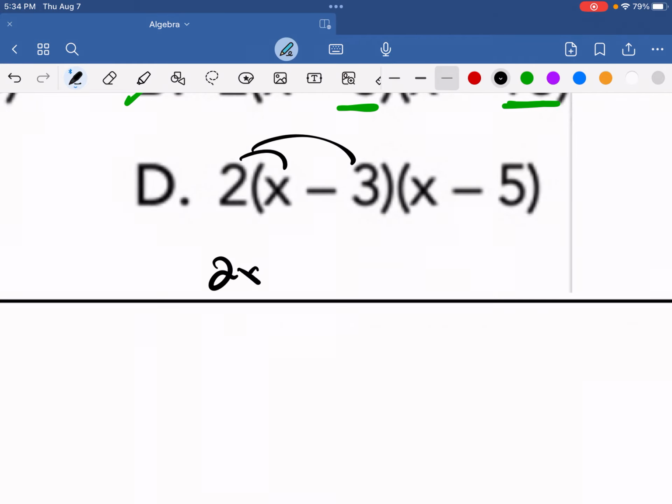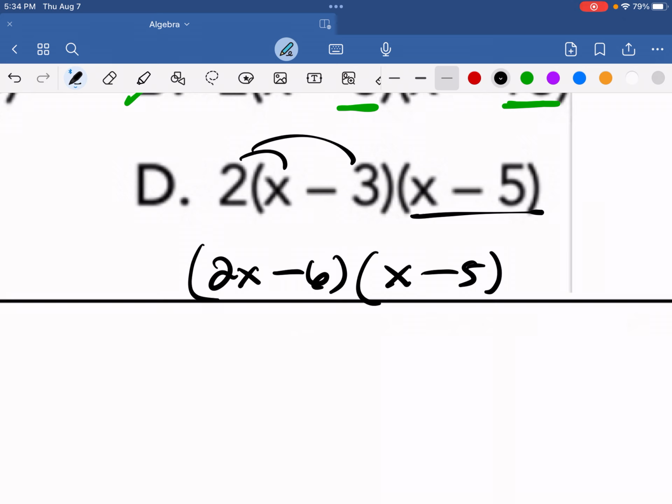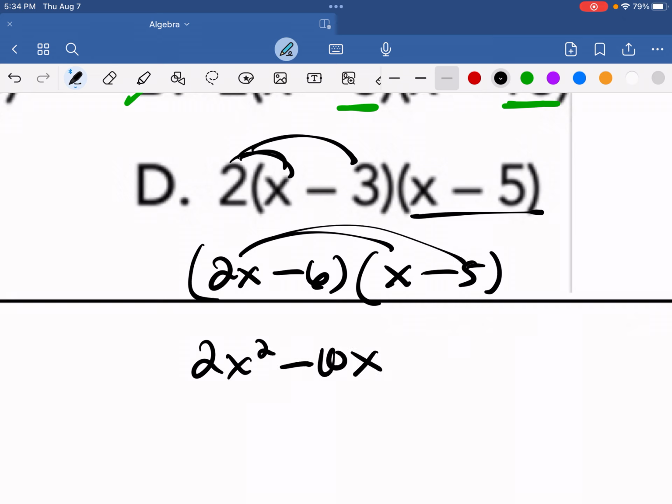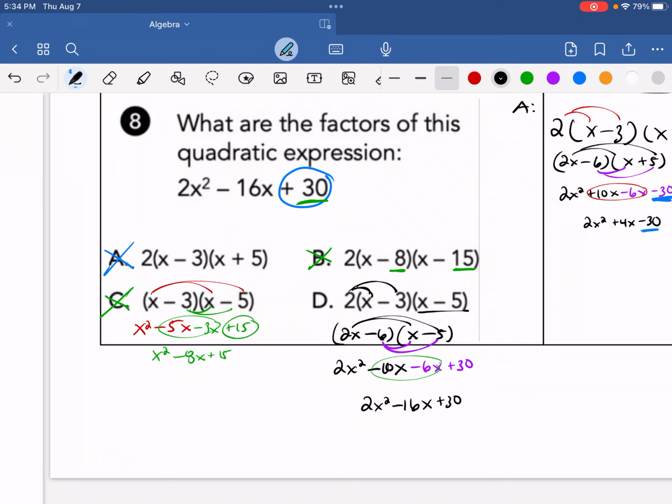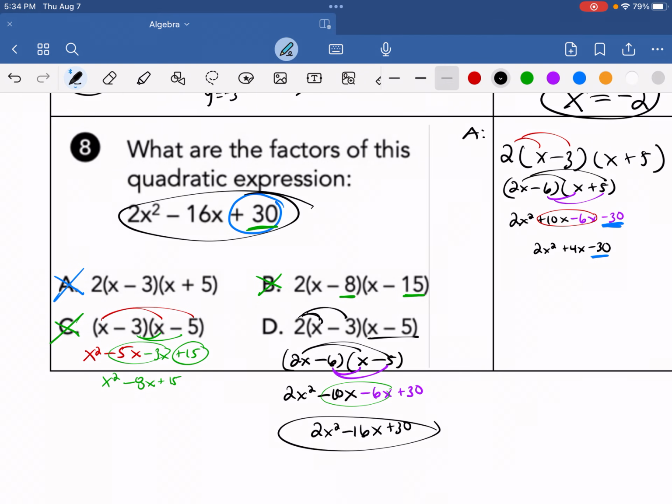2 times x is 2x, and 2 times negative 3 is negative 6. Okay, now you bring down this one, because we didn't multiply that one yet. We only multiplied the 2 with the x and with the negative 3. 2x times x, 2x squared. 2x times negative 5, negative 10x. Negative 6 times x, negative 6x, and negative 6 times negative 5 is positive 30. And then what two can we bring together? The middle, because they both have one x with them. So 2x squared comes down. Negative 10 minus 6 is negative 16x, and then it ends in positive 30. Does it match this one? Yes, it does. So D is the correct answer.